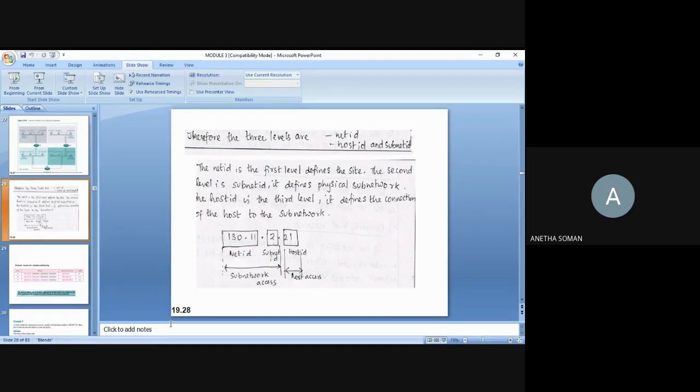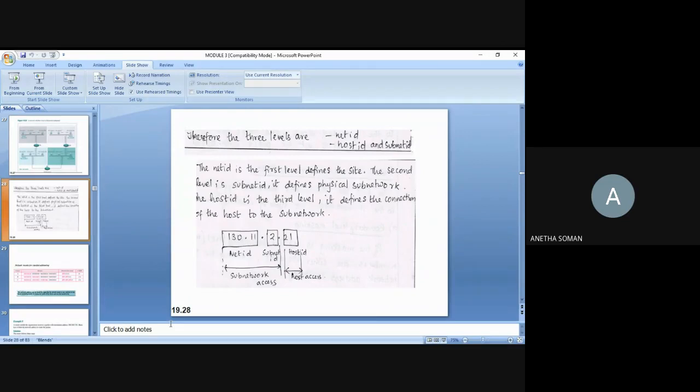Routing involves three steps. One is delivery to the site. The second one is delivery to the subnetwork. And the third one is delivery to the host.